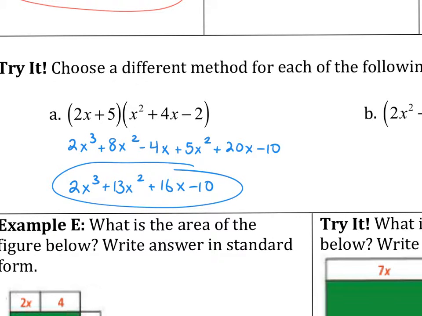Now check your work on A here. And just to refresh, I didn't draw the arcs, I just did them. 2x times x squared is 2x cubed. 2x times 4x is positive 8x squared. 2x times negative 2 is negative 4x. 5 times x squared is 5x squared. 5 times 4x is 20x. And 5 times negative 2 is negative 10. Combine my like terms to get this cubic polynomial.